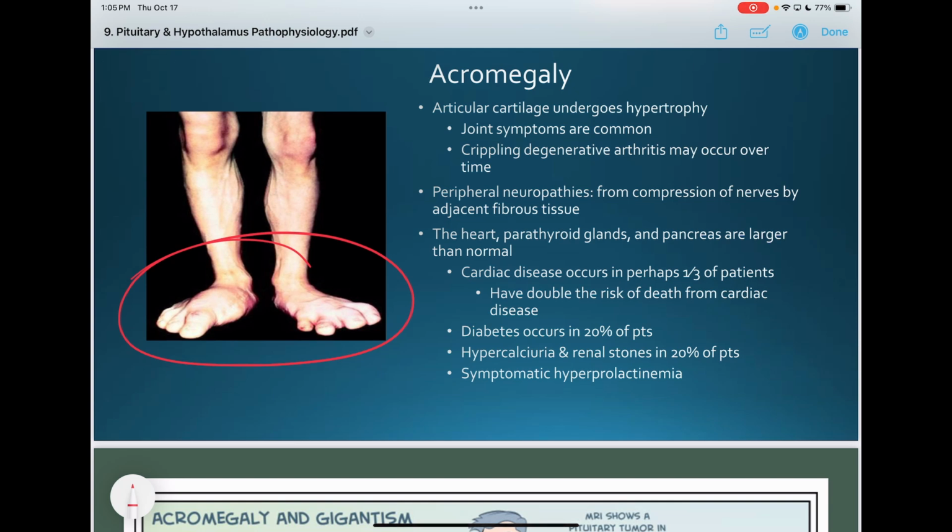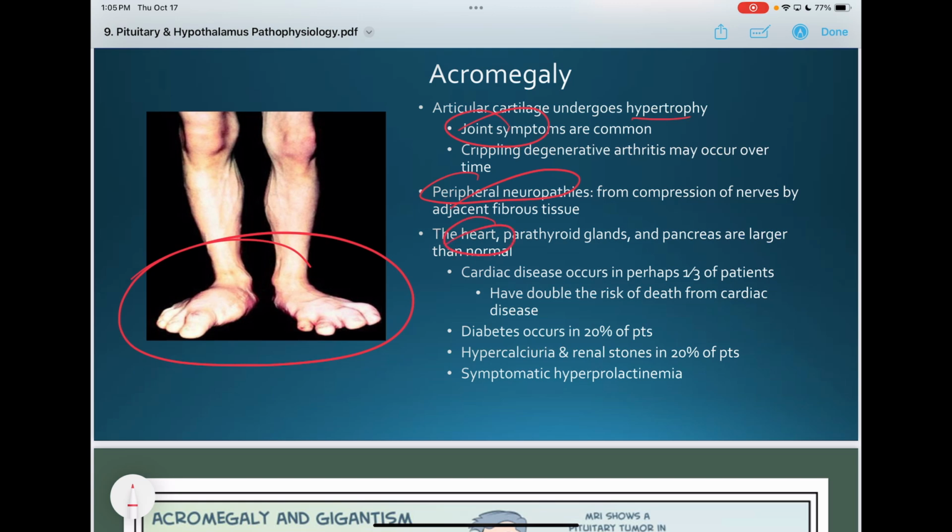Articular cartilage undergoes hypertrophy, so they get a lot of joint problems. They get a lot of peripheral neuropathies just because of the soft tissue swelling. Nerves in the area get compressed, and if you compress a nerve, it causes pain. It's like carpal tunnel syndrome, due to compression of that nerve.